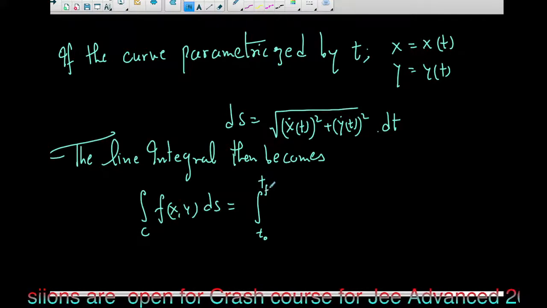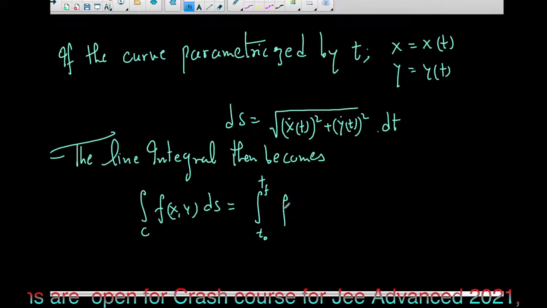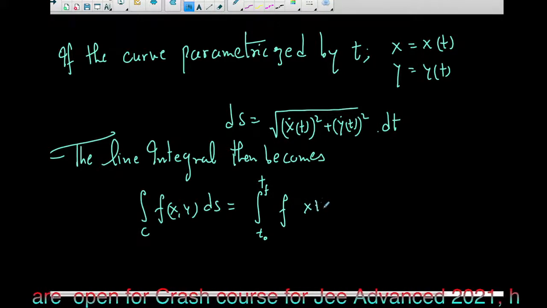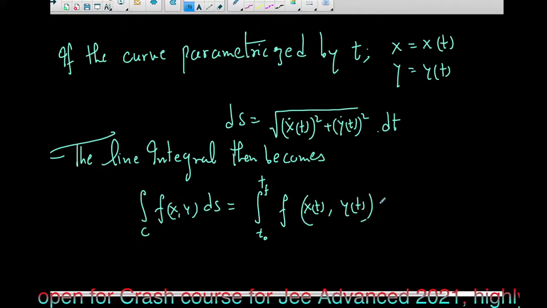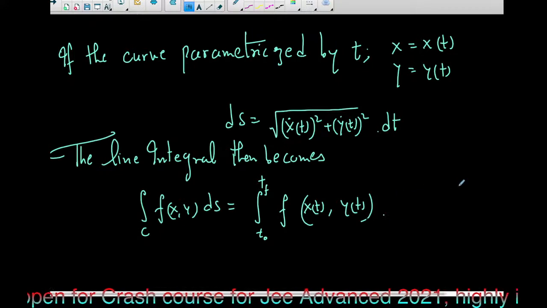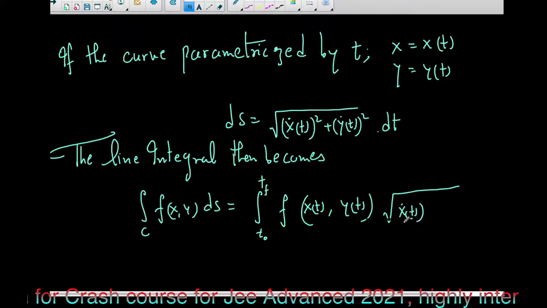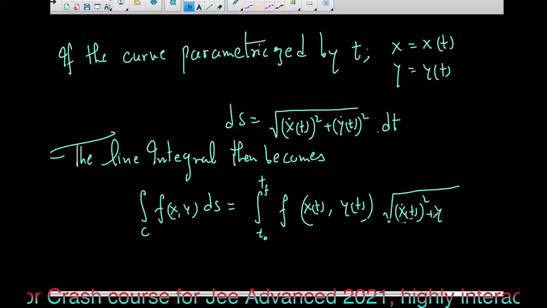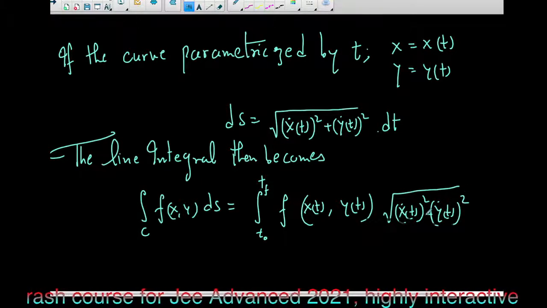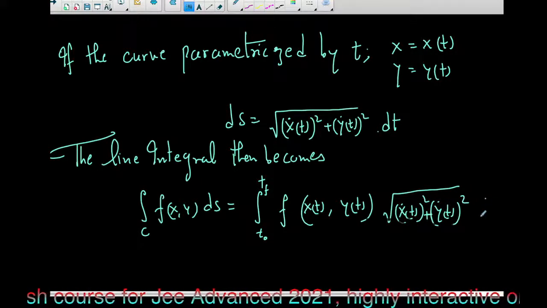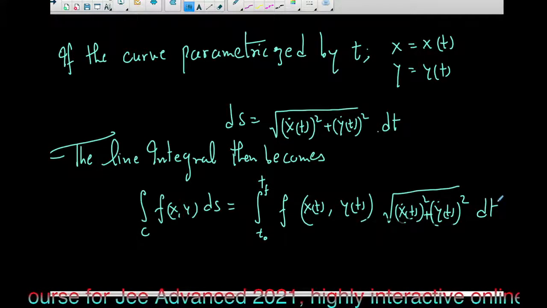So we substitute these values of x and y over here. So f of x(t) and y(t) for x and y, you just substitute over here, and under the root, for dx you have to write x dot t whole square plus y dot t whole square. Okay, here you have to write dt, and that will be the formula. Is it all right? Are you ready?